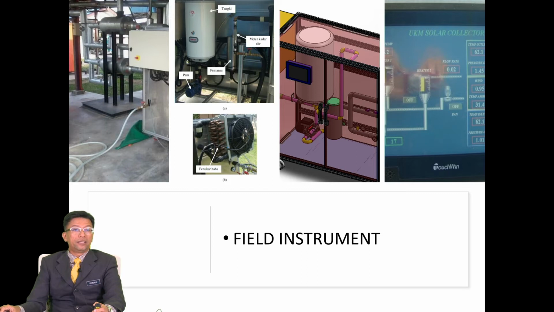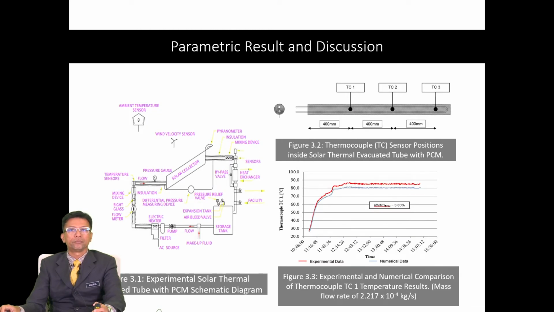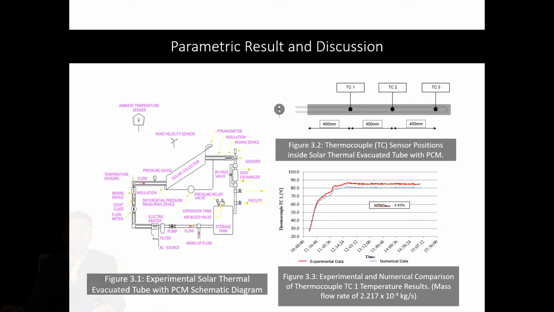The field instrument consists of a trolley, come with the water tank, flow meter, variable speed drive pump, heat exchanger and also heater. The Keyence instrument with industrial monitor data logger was used for data recording. The experiment was set up following the ASHRAE standard on assessment of solar collector performance, showing the figure in this slide.